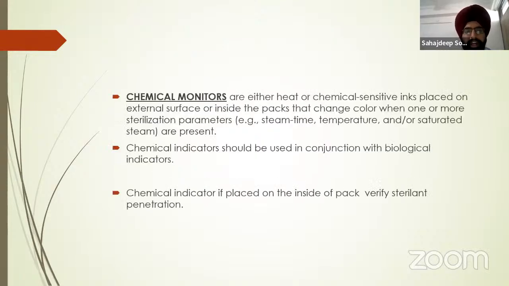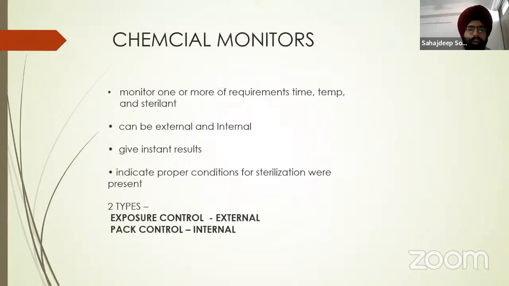Then come the chemical indicators. They are heat or chemical sensitive inks which are placed either on the external surface or inside the pack, and they change color when they are exposed to the sterilization parameters. The chemical indicators should also be used only in conjunction with biological indicators and not alone. Chemical indicators, if placed on the inside of a pack, signify the sterilant penetration.